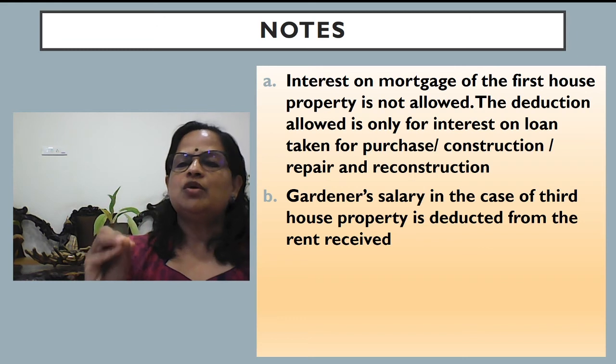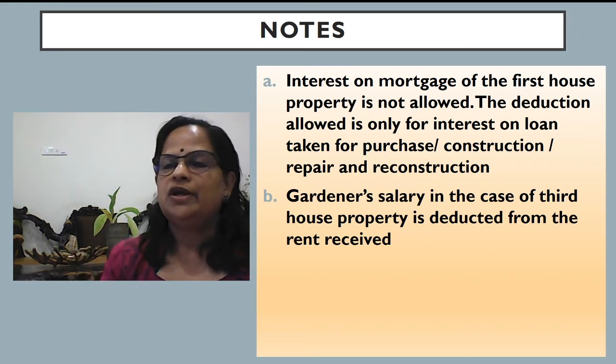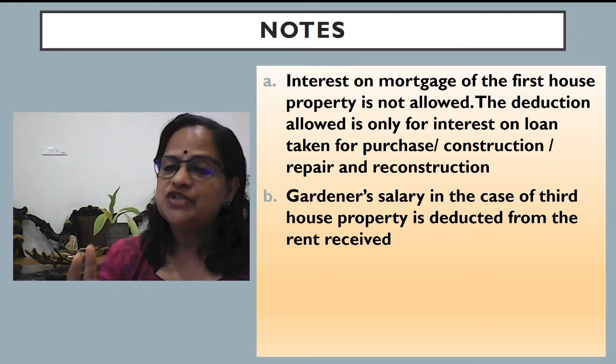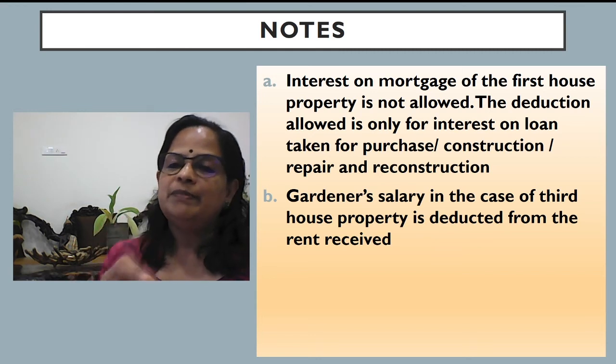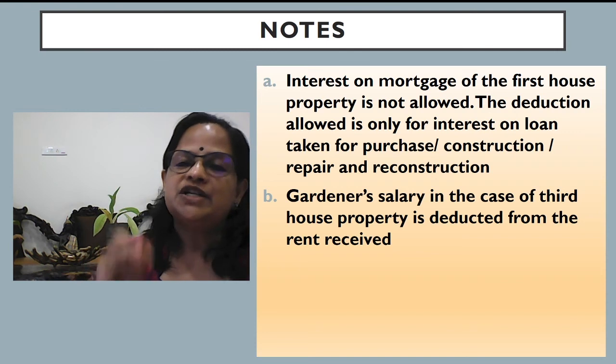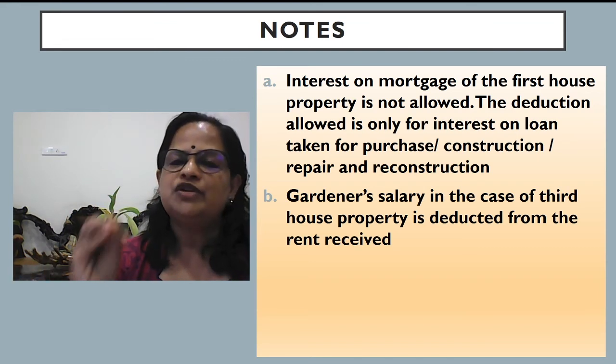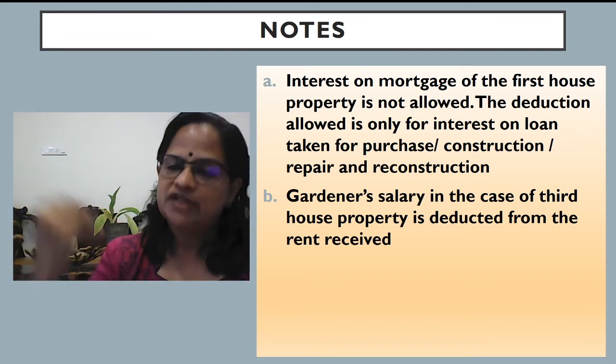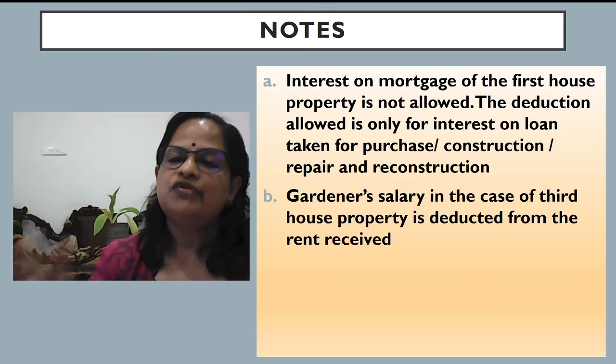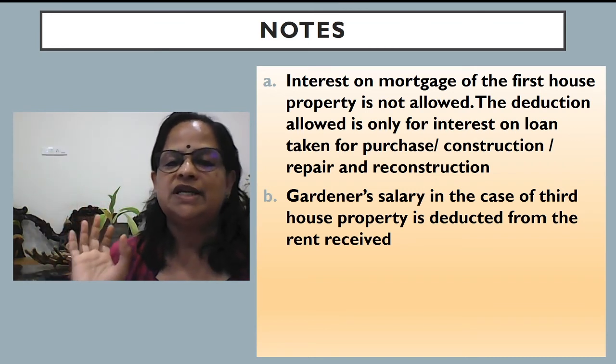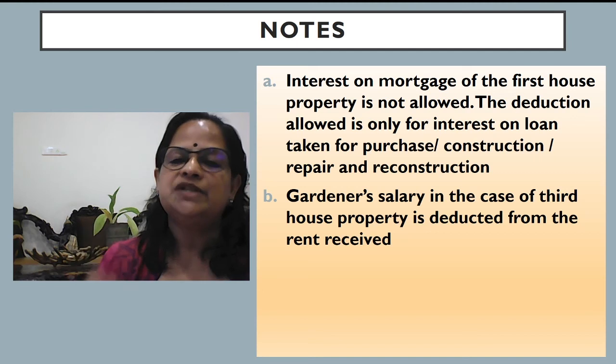Now interest on mortgage of the first house property is not allowed. Only purchase, construction, reconstruction and all we will allow, not for mortgage. Deduction is allowed only for interest on loan taken for purchase, construction, repair and reconstruction. Repair you have to remember, even if that loan is taken after 99, if they are taking loan only for repair, only 30,000 is allowed as deduction. Gardener's salary in the case of third house property is deducted from the rent received.